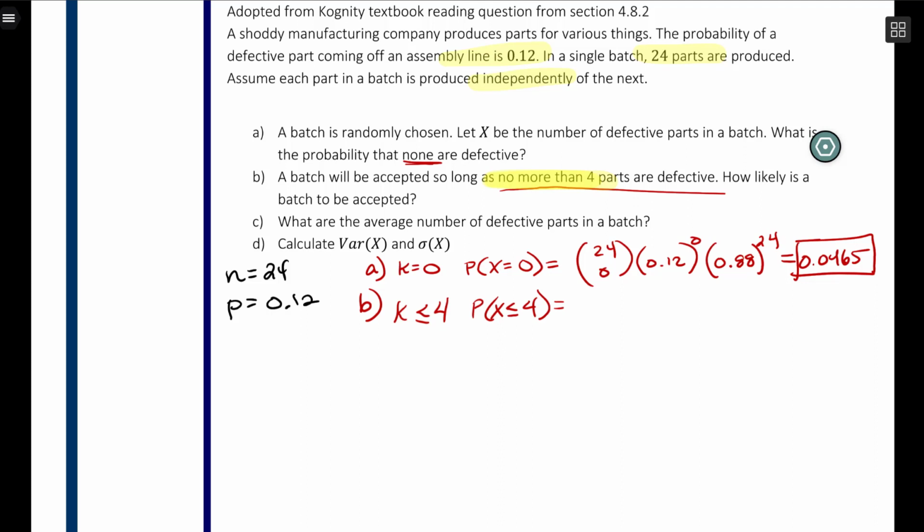This requires us to write out binom CDF if we don't want to write out the formula 5 times. Binom CDF, where I start off with my N, 24, and then my probability 0.12, and then we write down our lower bound. If K is less than or equal to 4, our lower bound is 0, and the most amount of defective parts we are allowed is 4. So anywhere from 0 to 4 defective parts. That's how we write this out.